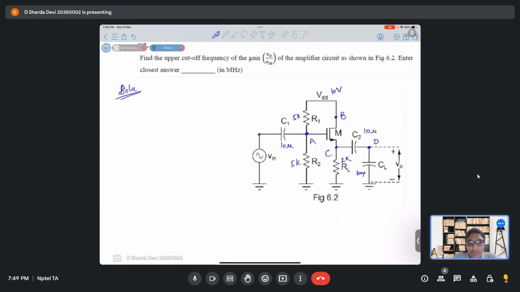Hello? Am I audible? Yes, ma'am, audible. So what I was asking is, if there are 4 points, 4 terminals, 4 nodes that we have, out of these 4 nodes, which are AC nodes and which are completely DC nodes?